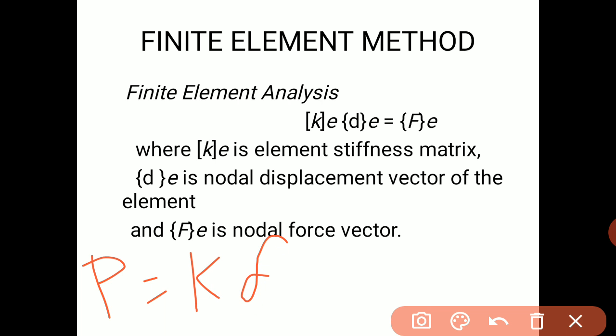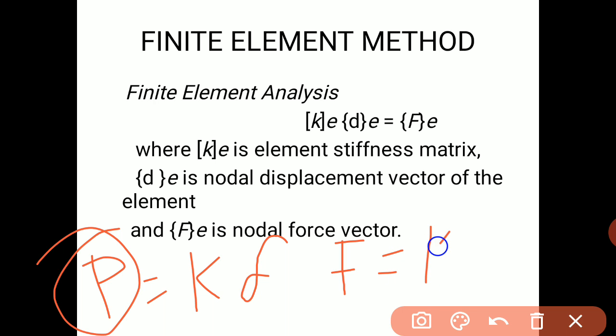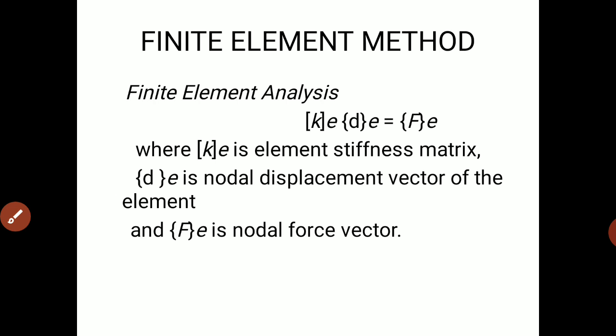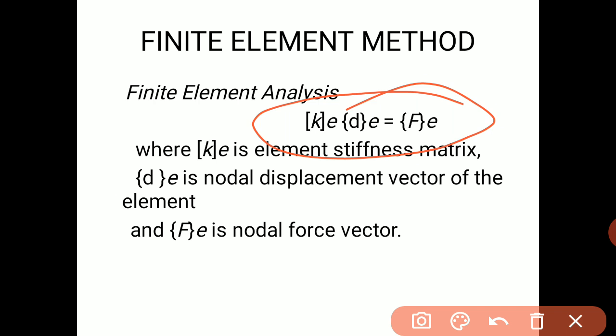Here we are going to use the same concept, that force F is equal to K into D. The suffix E that we have used here refers to that particular point or that particular node. So this is the main idea behind the stiffness method, or finite element analysis, that stiffness into displacement is equal to force.